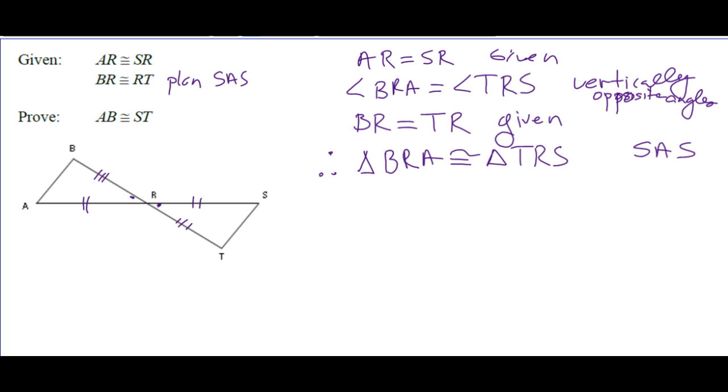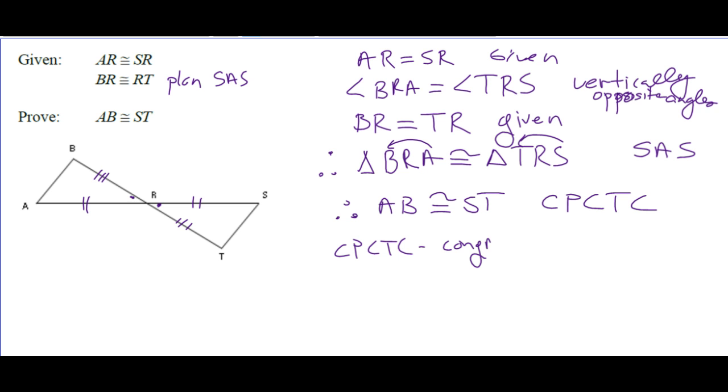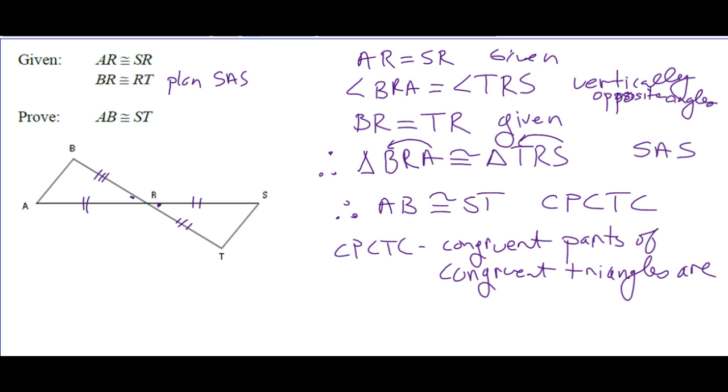And then, what do we want? AB. AB is going from here to here, so we're going from the third letter to the first letter. And therefore AB is congruent to ST by CPCTC. CPCTC: congruent parts of congruent triangles are congruent.